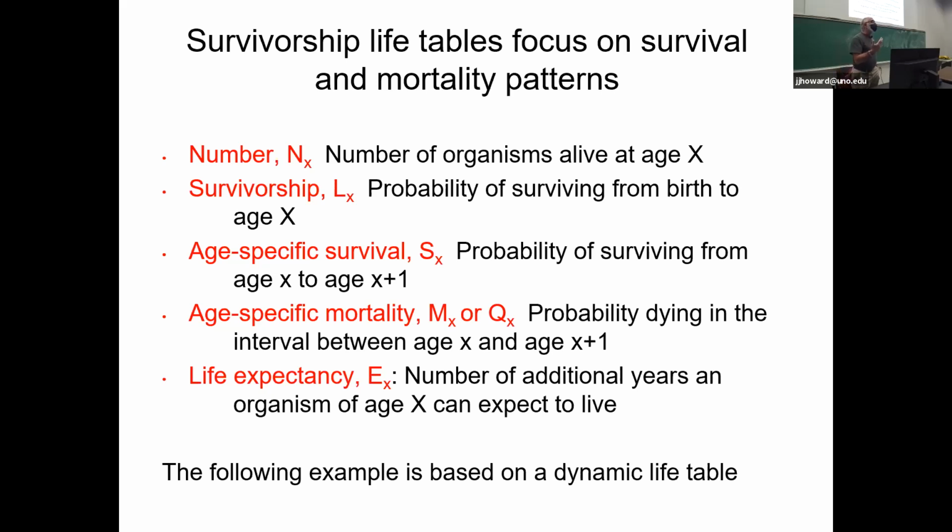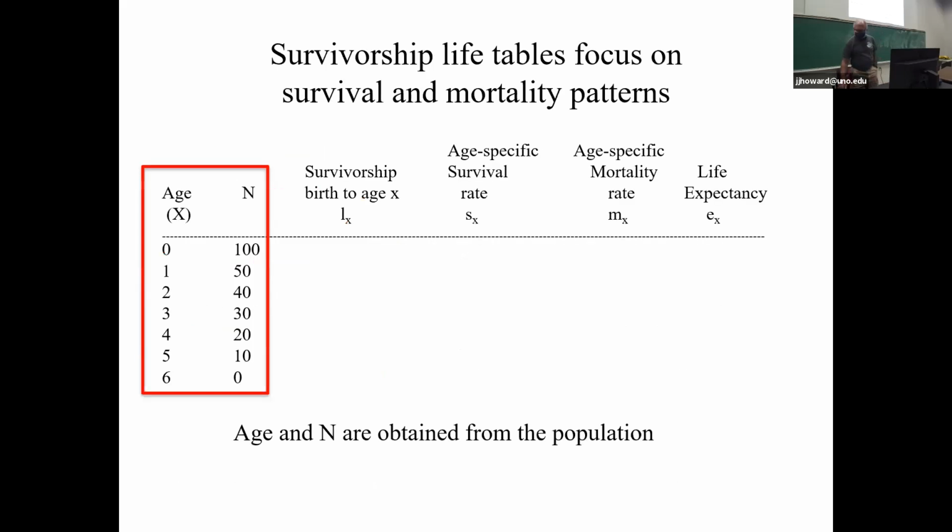Okay, and I'll show you how we calculate that. So now what I'm going to do is not leave you adrift with these definitions. We're going to work through a sample life table and show you exactly how you calculate these things. So here, what we've got now is our 5 things: survivorship, that's LX, age-specific survival rate, SX, age-specific mortality, MX, and life expectancy, EX. And I'm giving you the numbers of individuals at given ages.